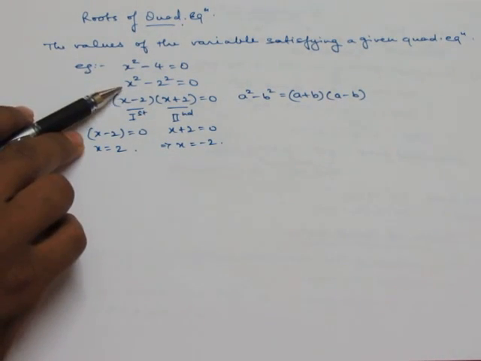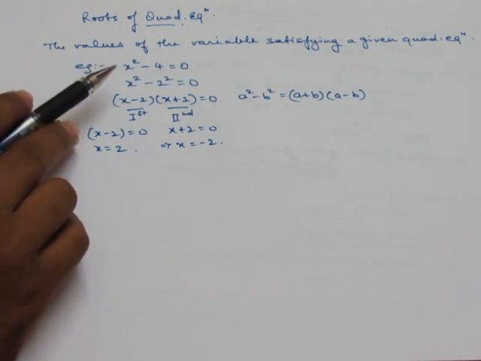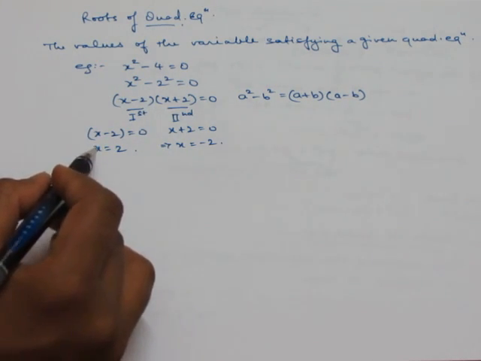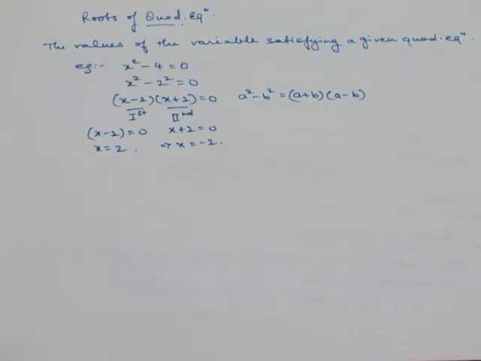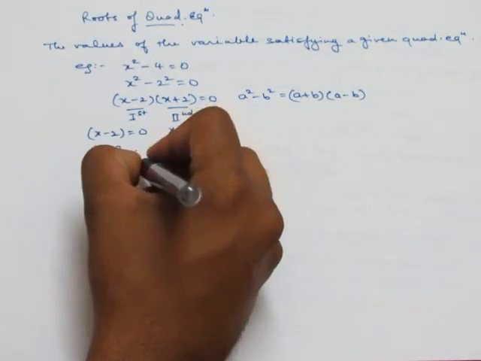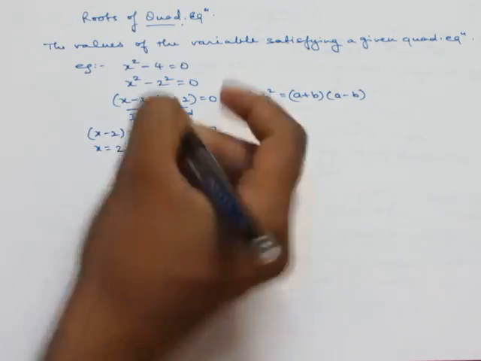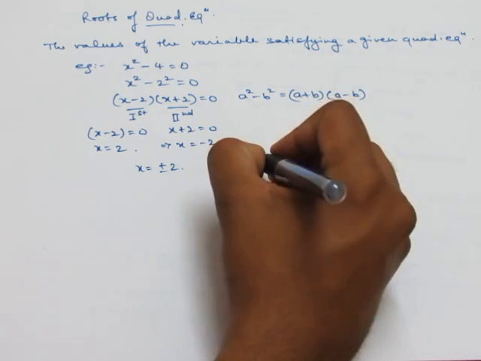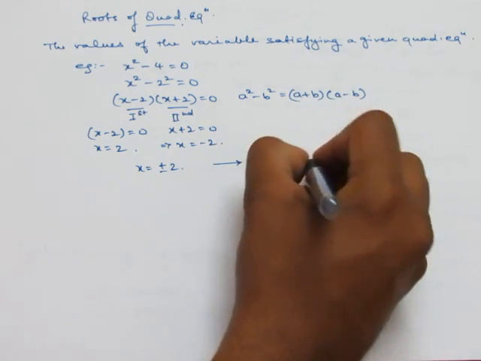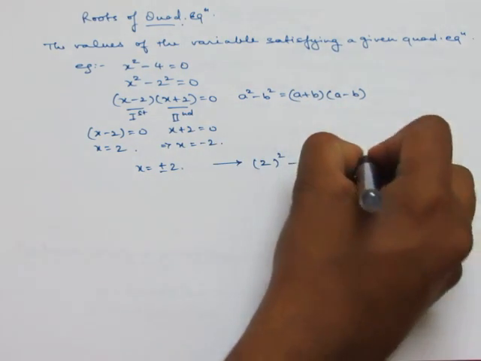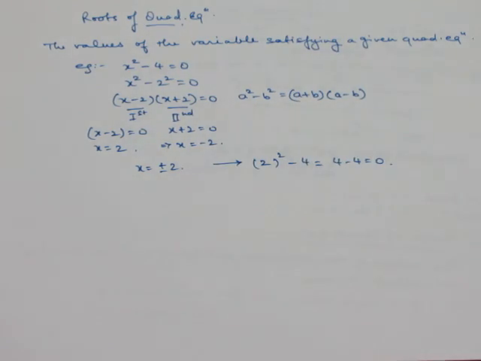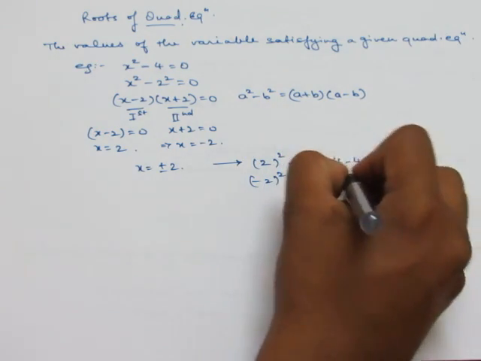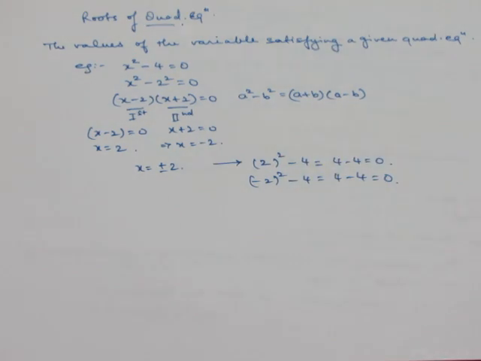So an equation of this kind gives me the value of x at which this is 0. That is, if I put x equals to plus or minus 2, I'll get 0. Let's see this. 2 square minus 4, what I get? 4 minus 4, and that is 0. If I put minus 2, so minus 2 square minus 4, again I get 4 minus 4, and this gives me 0.